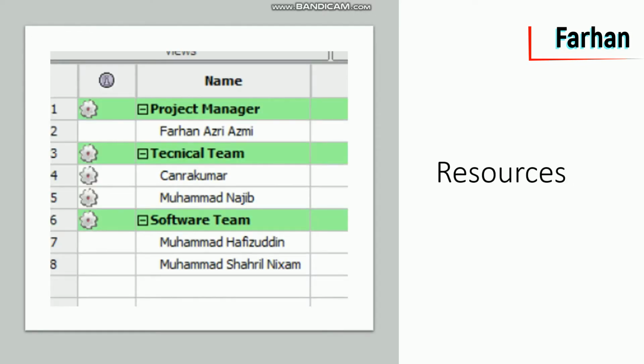These are the few resources, where I act as the project manager, and these are the teams in my group.